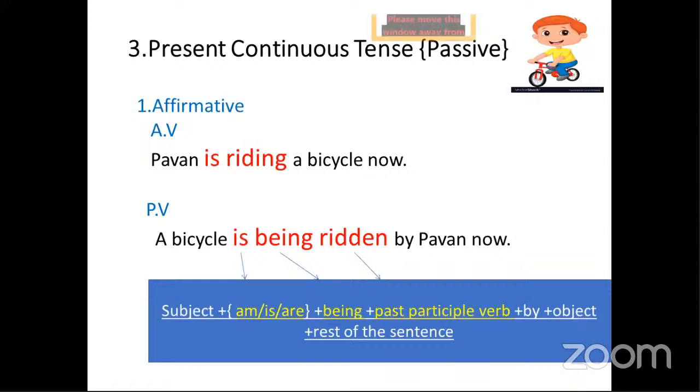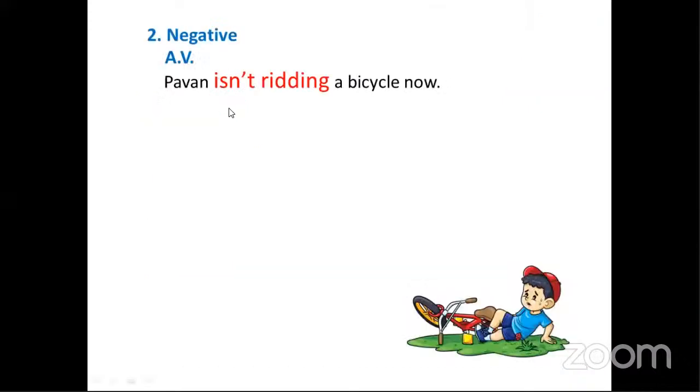That means the negative and question forms, not only the affirmative forms, because in your textbook sometimes you may get to convert some kind of negative and question sentences into the passive form. So we have to learn them. Right. Again, I'm going to move on to the same sentence. However, for active voice, you have to get the negative form of this be verb, right? So Pavan isn't. Pavan isn't riding.